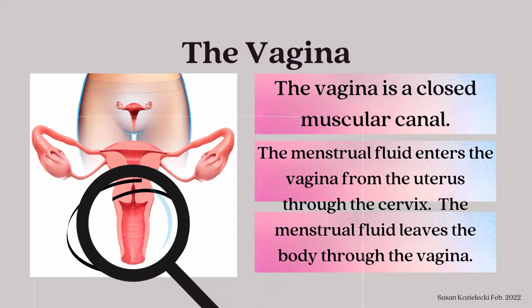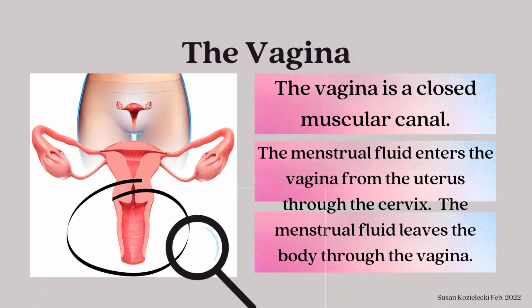The vagina. The vagina is a closed muscular canal. The menstrual fluid enters the vagina from the uterus through the cervix. The menstrual fluid leaves the body through the vagina.